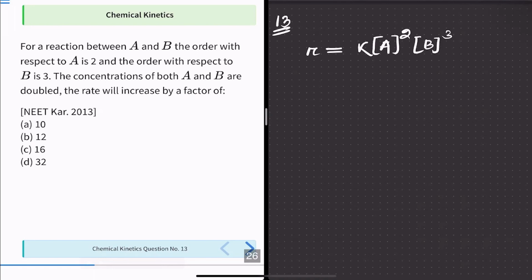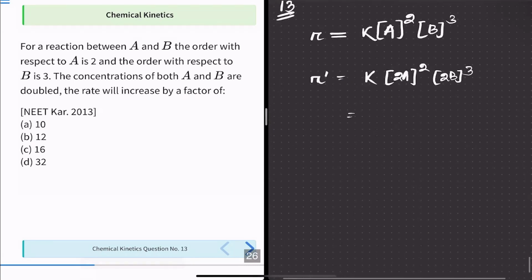Okay. So now the question is saying that both A and B concentrations are doubled. That means it is R dash. The concentration of A is doubled, 2A square. The concentration of B is also doubled, that is 2B cube. So the 2 square would be 4K.